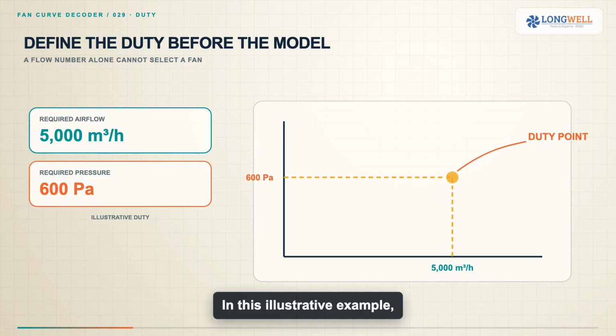In this illustrative example, the requirement is 5,000 cubic meters per hour at 600 pascals. That pair, flow plus pressure, is the duty point. A flow number by itself cannot select a fan.